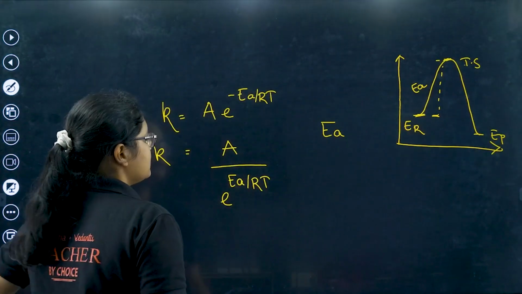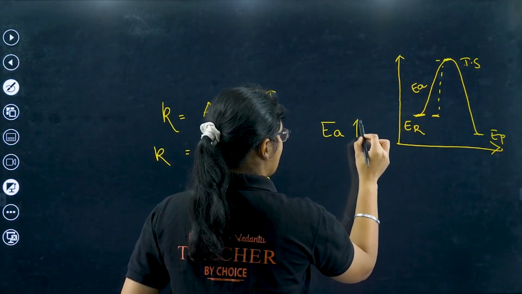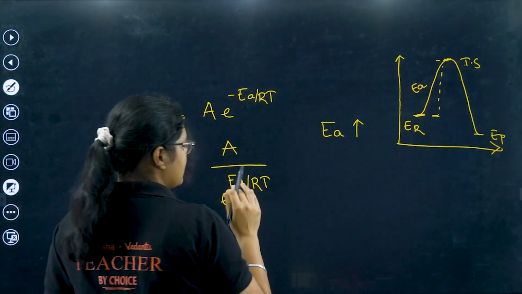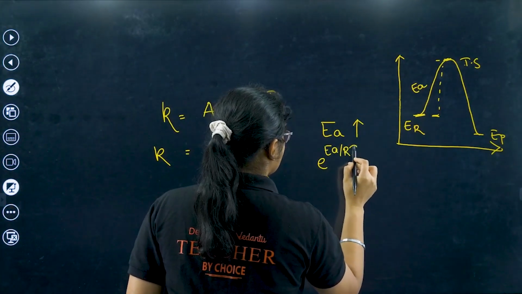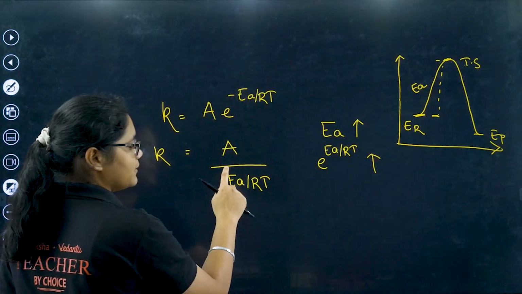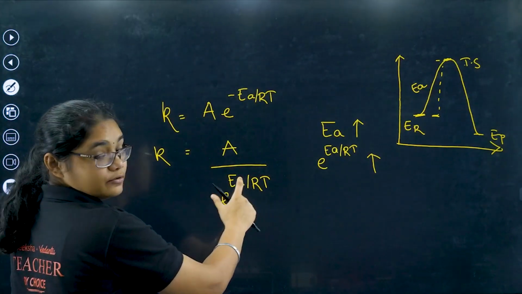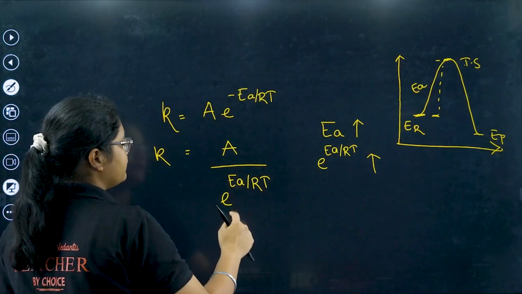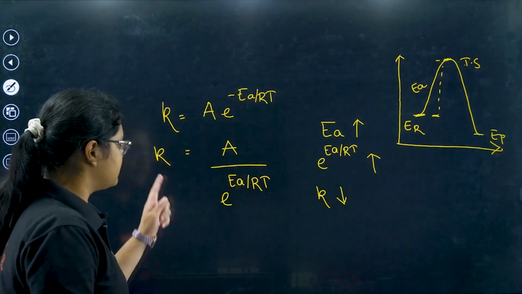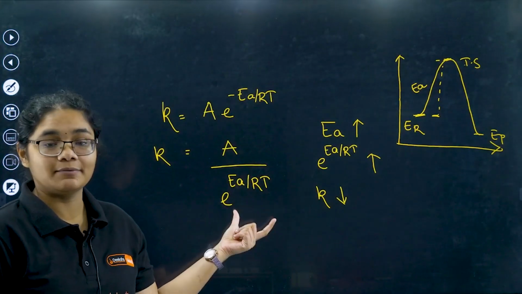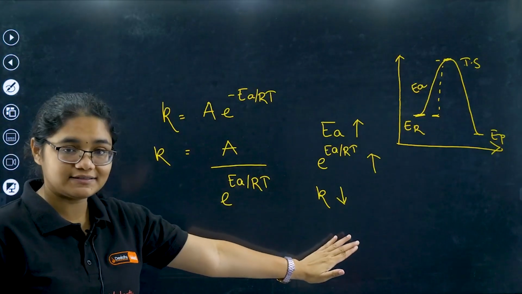Now for example, if the activation energy is very high, can I say that e to the power of Ea by RT will also be very high, because the numerator is very high, so this whole value will be very high. If this whole value is very high, then I can say that the K value will be less, right? Inversely proportional: if this term is a very big term, then the K value will decrease.